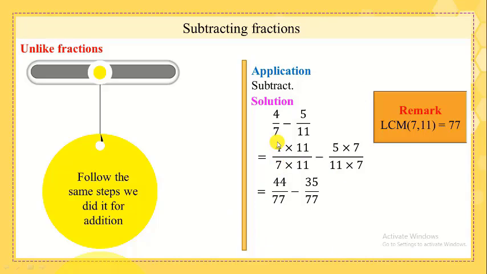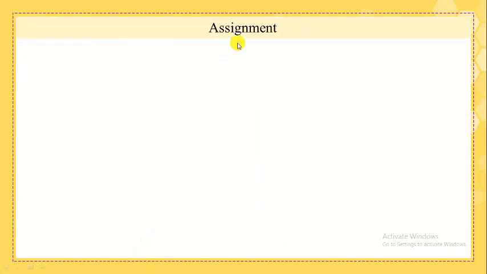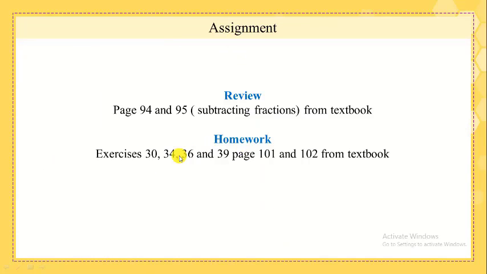And now we changed the two fractions into other ones having the same denominator. So subtract the numerators. 44 minus 35 is equal to 9 over 77. Keep the denominator the same in the answer. 9 over 77 is in the simplest form, since we can't simplify this fraction more. Our assignment is homework, exercises 30, 34, 36, and 39, page 101 and 102 from textbook.